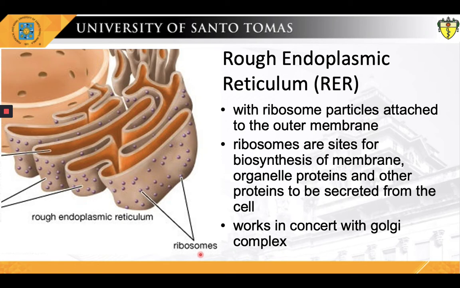It should be noted, as well, that the membrane of the rough endoplasmic reticulum is continuous with the outer layer of the nuclear envelope. Although there is no continuous membrane between the rough ER and Golgi apparatus, membrane-bound vesicles shuttle proteins between these two compartments. The rough endoplasmic reticulum works in concert with the Golgi complex to target new proteins to their proper destinations.